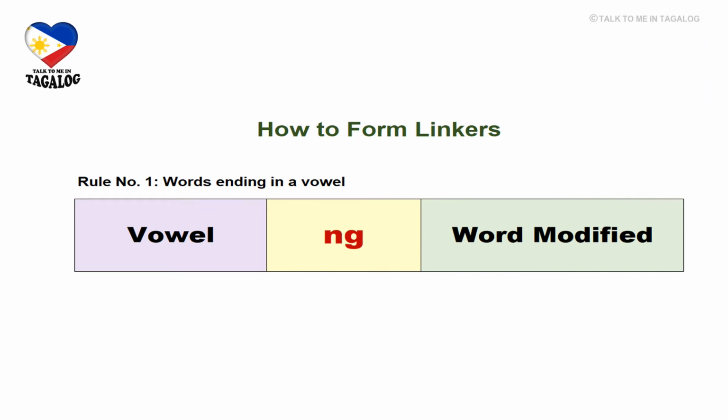Let's take a look at rule number 1. Words ending in a vowel. Tagalog vowels are a, e, i, o, u. Just add ng to the first word in order to link it to the second word.